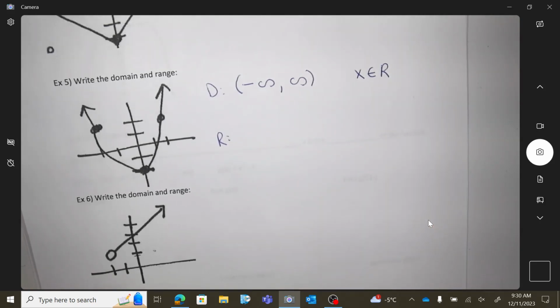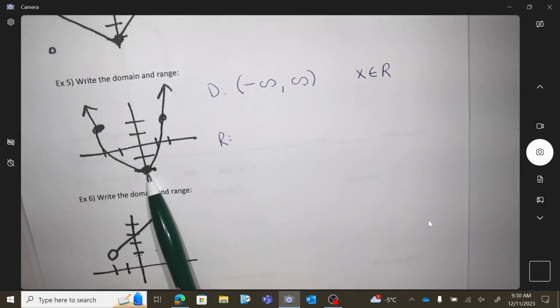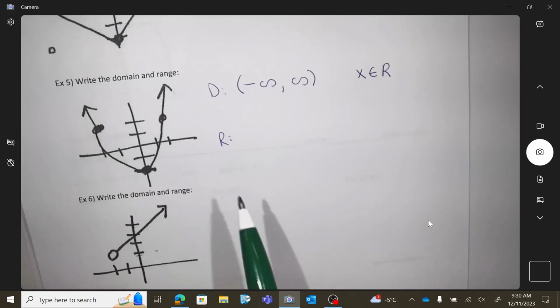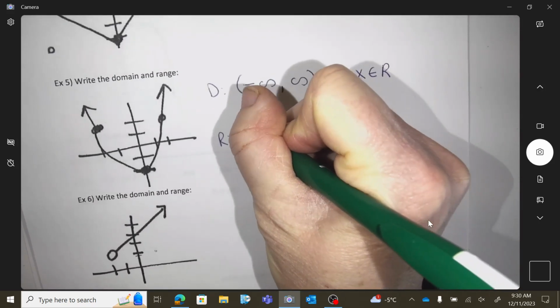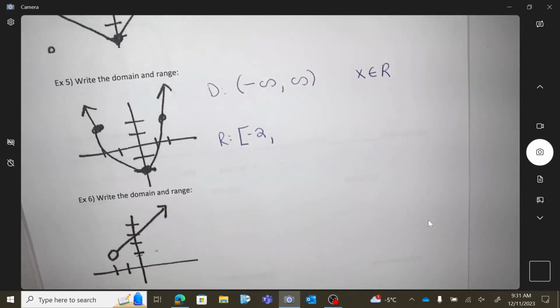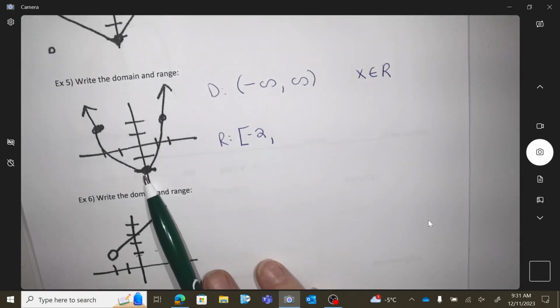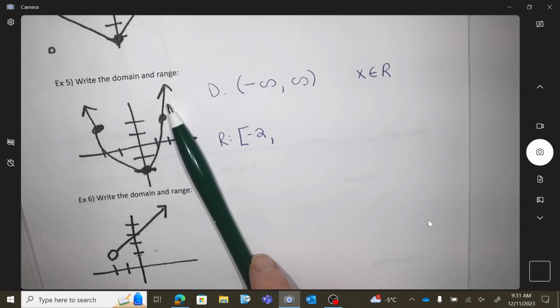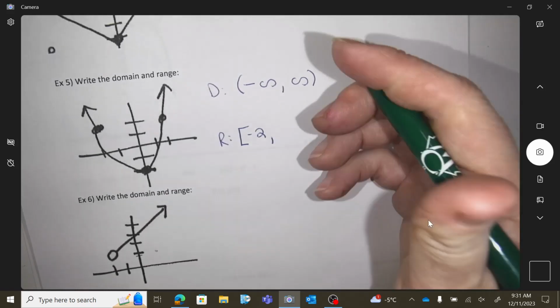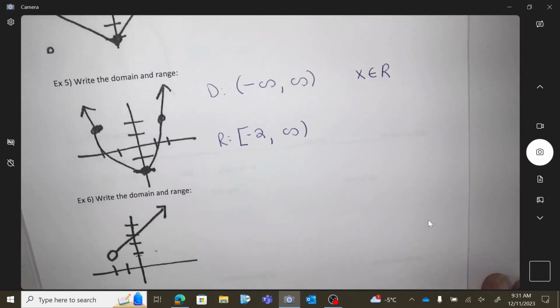Okay, range. What's the lowest the graph ever goes? So I'd be looking exactly at this point at a height of -2, exactly. To the highest height, what's the height it would go to at the top? Well, there's an arrow, meaning it's just going to travel up. So I write infinity.